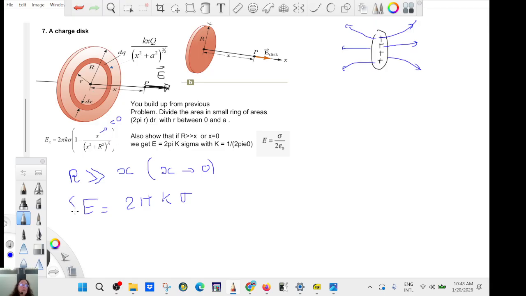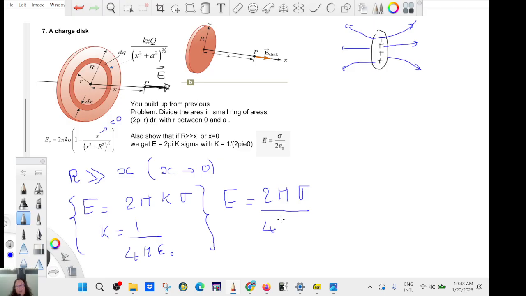We can change the notation a little bit. So k equals 1 over 4 pi epsilon 0. Then the electric field will be 2 pi sigma, the charge density, over 4 pi epsilon 0.